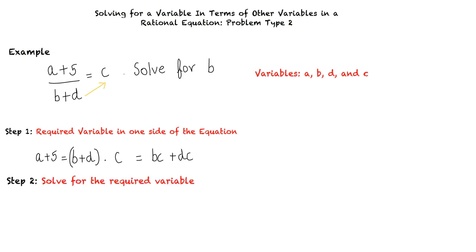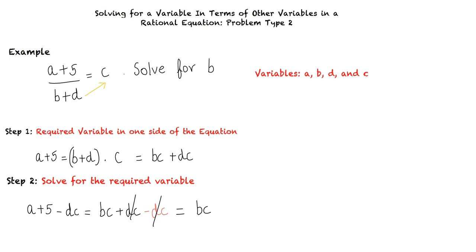The final step is to solve for the required variable, which is b in this case. We subtract dc from both sides so that we obtain bc on one side. a + 5 - dc = bc + dc - dc, which equals bc.